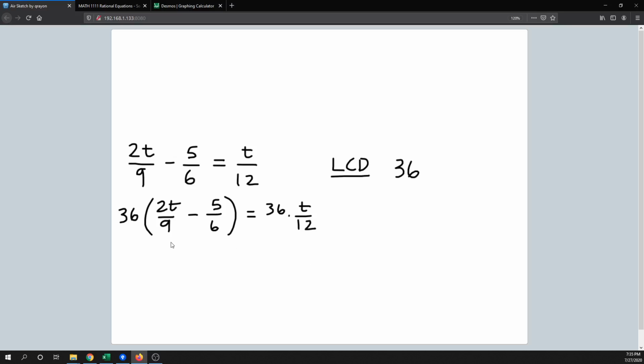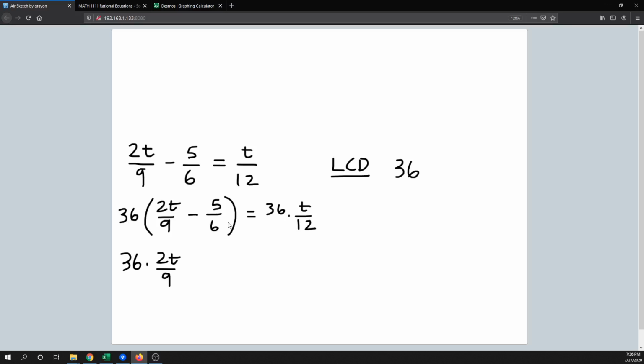Okay, so over here on the left hand side, I have multiple terms on this side. I have two terms, right? Two things separated by addition or subtraction. And so what I need to not forget is to multiply everything by the 36. So that's why I put it in parentheses. A lot of times you'll see people skip that step.